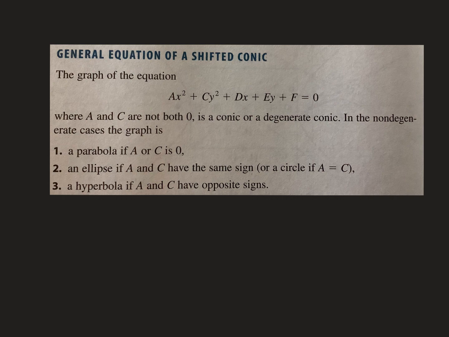Okay, so the general equation of a shifted conic is going to look like this. It's going to have everything written together with the x squared and y squared, where a and c are both not 0, which means you have to have either an a or c. Usually you'll have both. It's either a conic or what's called a degenerate conic, which we'll talk about in a second. In the non-degenerate cases, if you only have one square, if a or c is 0, I mean one of the squares is gone, that's a parabola. It's pretty obvious. It's an ellipse if a and c have the same sign. It's a circle if a and c are equal. It's a hyperbola if a and c have opposite signs. And that's how I knew the last slide was a hyperbola, by the way.